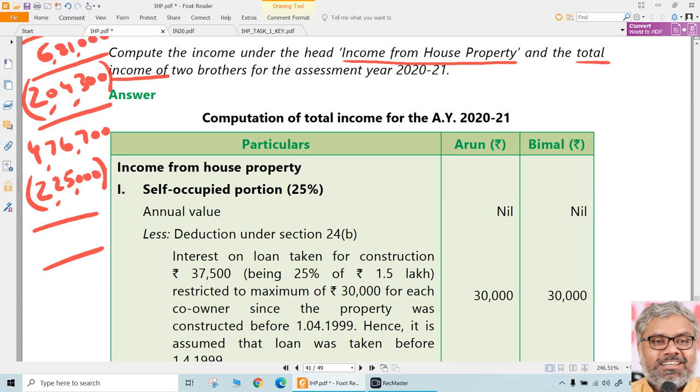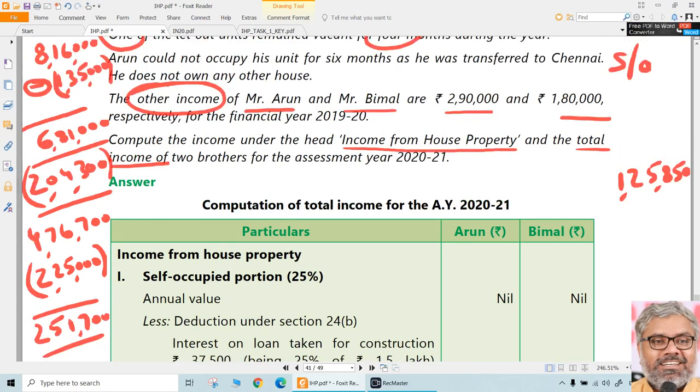476,700 minus 225,000 will be 251,700. Now divided by 2. So naturally each of them will get how much? 1,25,850 is the share of each of them, which is coming from let out portion as income from house property.